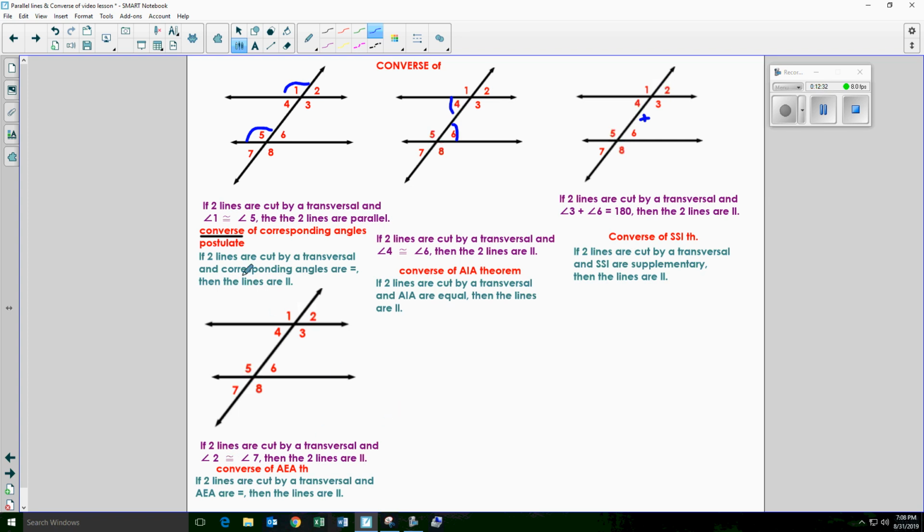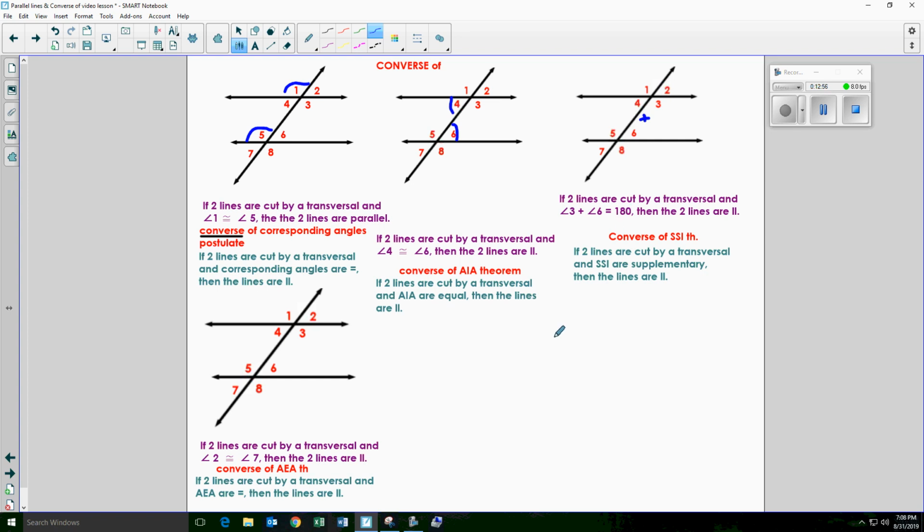Okay, so recall again, any one pair of the angles must be congruent, and then with same side interior angles, they must be supplementary, adding to 180. So if it said angle 3 equal to angle 6, that's not true. That's not same side interior angles being supplementary. It must be congruent. I mean, it must be supplementary, but they must add to 180.